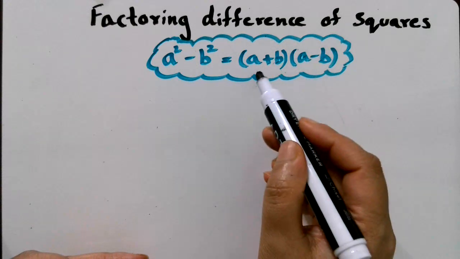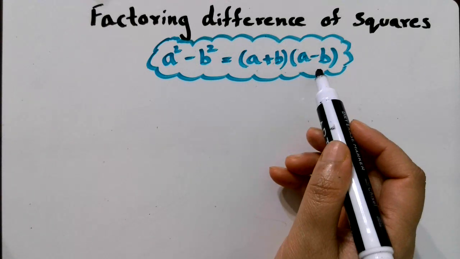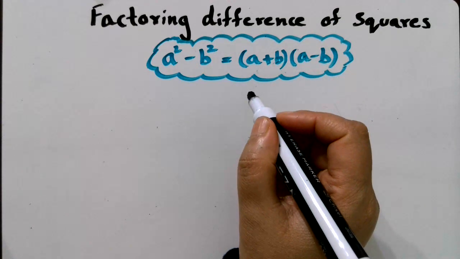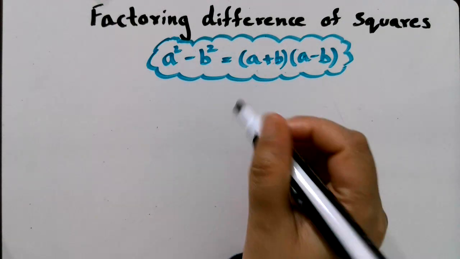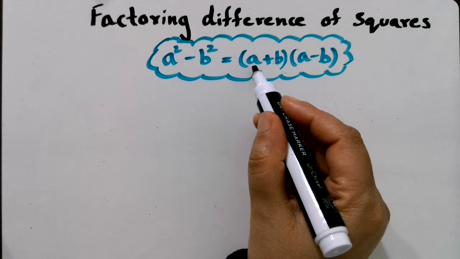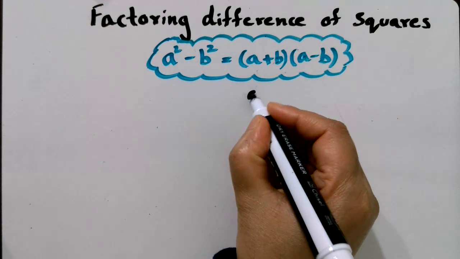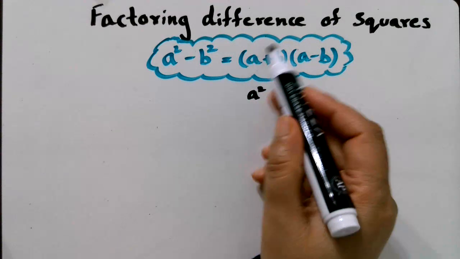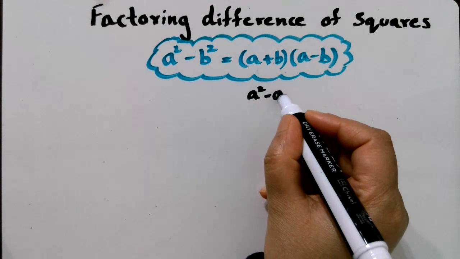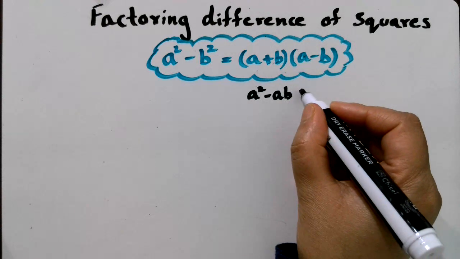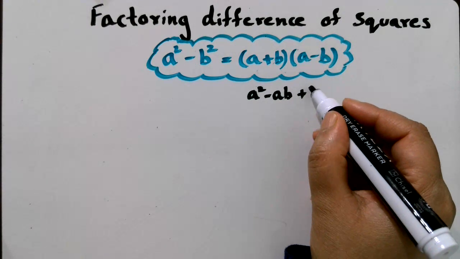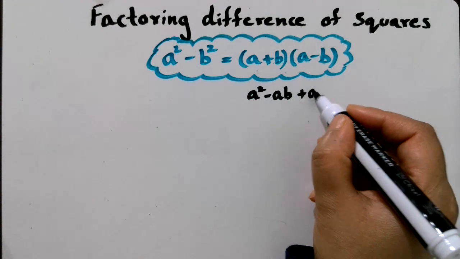So if I take the right hand side and multiply these two binomials, I'll show you that we'll get a squared minus b squared. So if I multiply a times a, I get a squared. A times negative b is negative ab. B times a is ab, or ba. Let's go ahead and put ab.